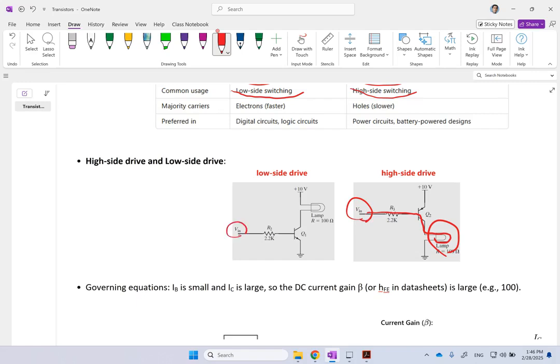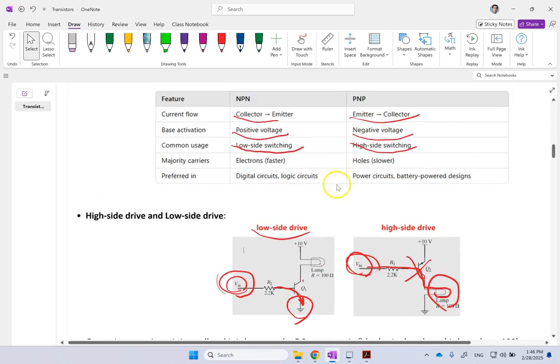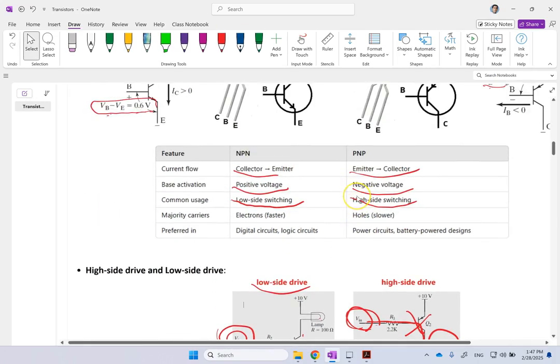So you see here, the power supply is not directly connected to the load. This current never goes to the load, so it's never connected to the high side Vin. But in here it is. So this is high side switching, because your load directly gets its supply from the high voltage Vin. In this case, it is directly connected or not connected to the ground. So we call it a low side drive, or low voltage switching, or low side switching.